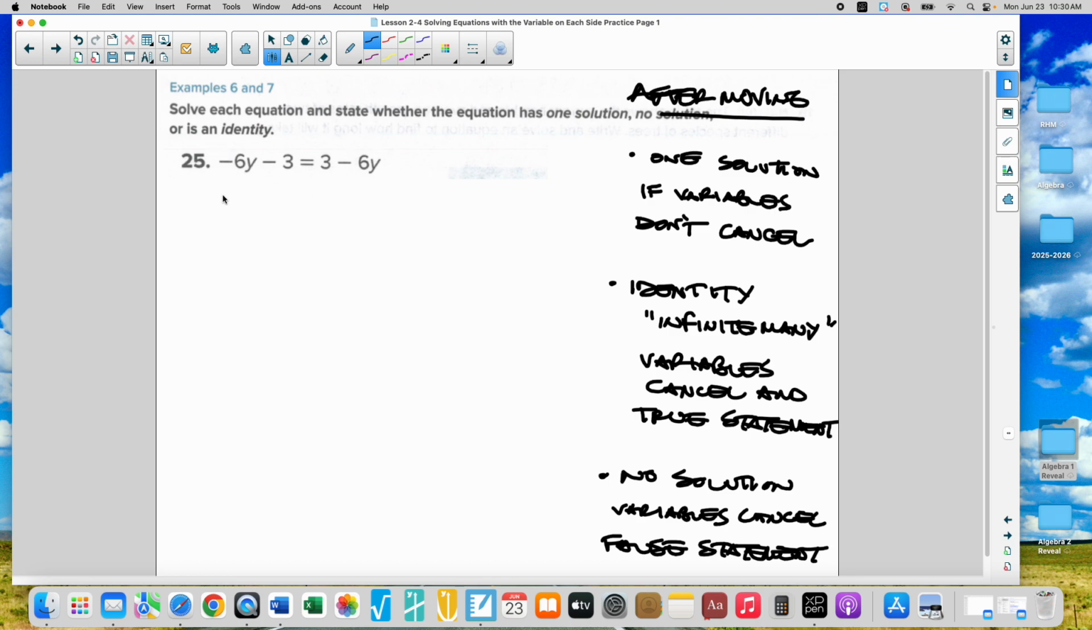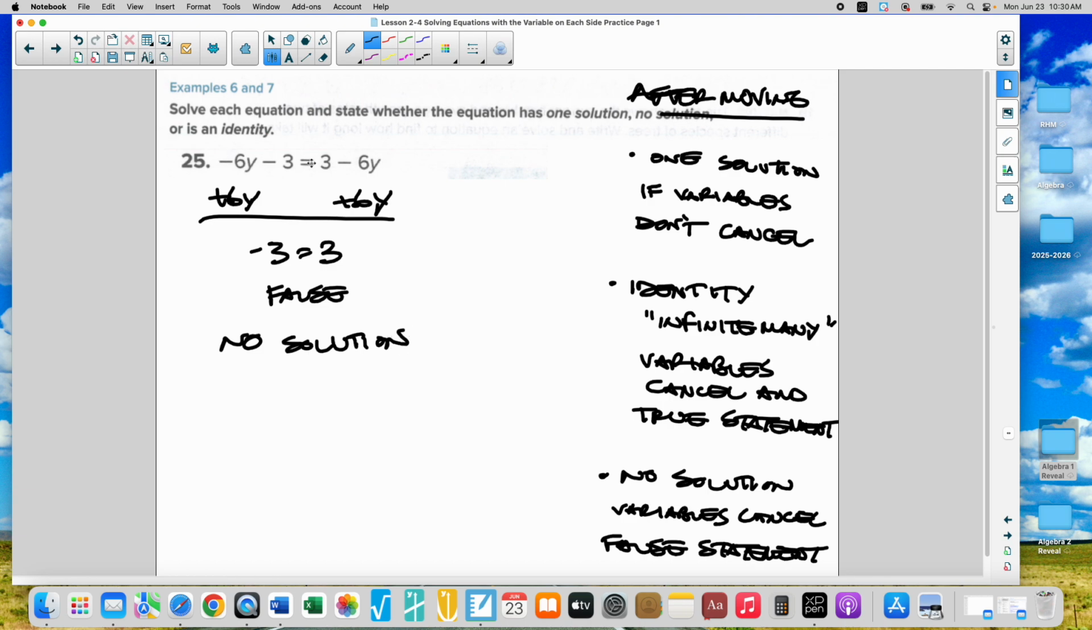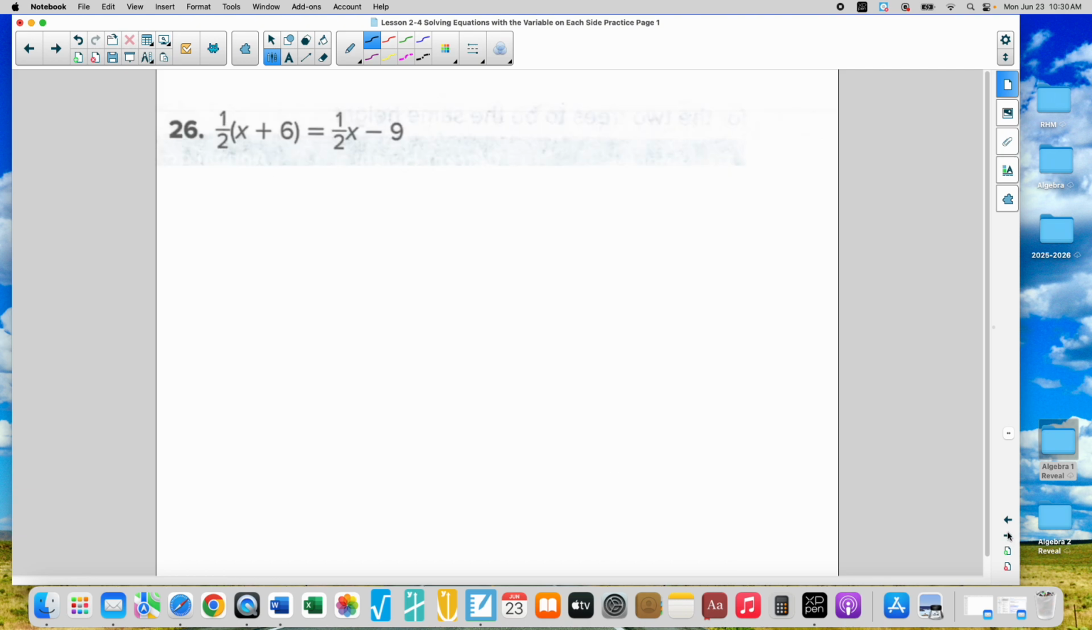So in this case, we're going to move the variables 6y, and you get -3 equals 3. Notice the variables cancel after you've moved them, and you end up with a false statement. -3 does not equal 3, so my answer is no solution. There is no solution, no number that can make this equation true. That's what these all deal with.